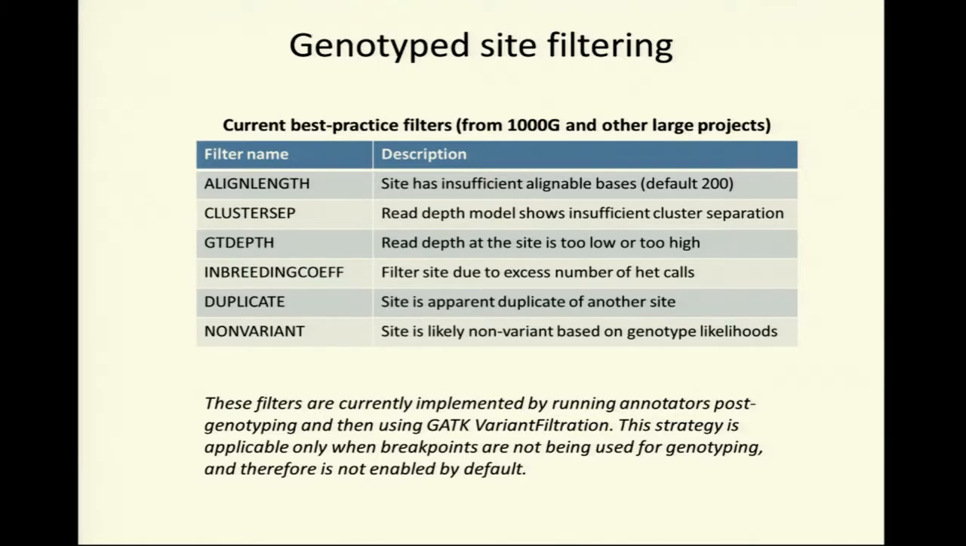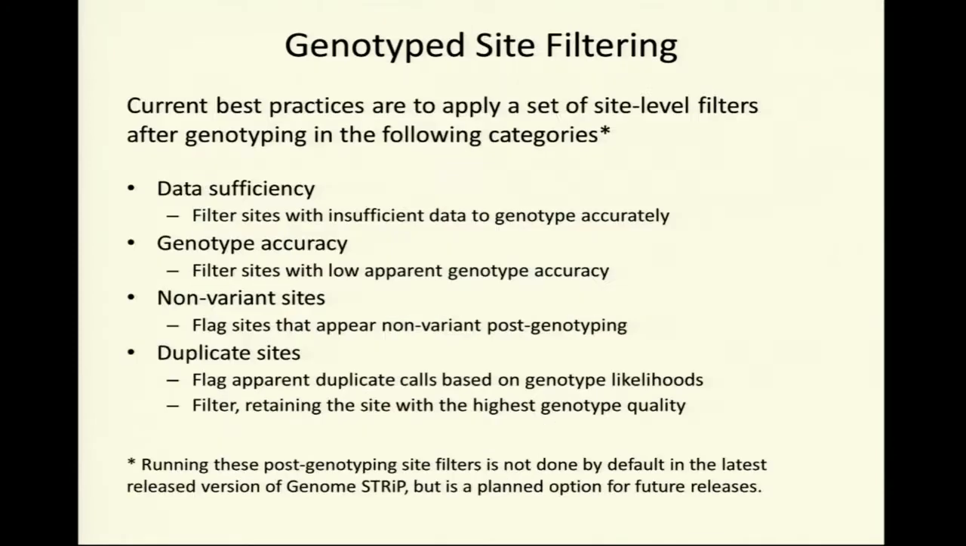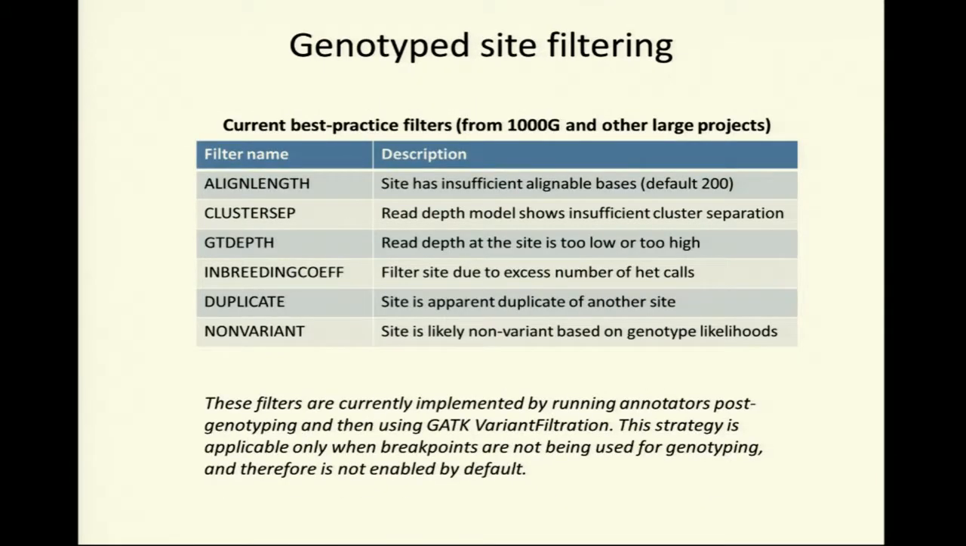So if you're not using split reads in the genotyping, you can use the script that's mentioned on the next slide, which automates this set of 6 filters. And you can see what we're filtering for here. We're looking to see if there are sufficient alignable bases, whether or not we got good cluster separation in our depth-based genotyping. We look at population-based metrics like inbreeding coefficient. Genome STRiP also does a couple of things that are pretty novel. We'll look at the genotype likelihoods, and if a site looks non-variant, if it looks like all your samples are reliably copy number 2, we'll tell you that site just looks non-variant, you should filter it.